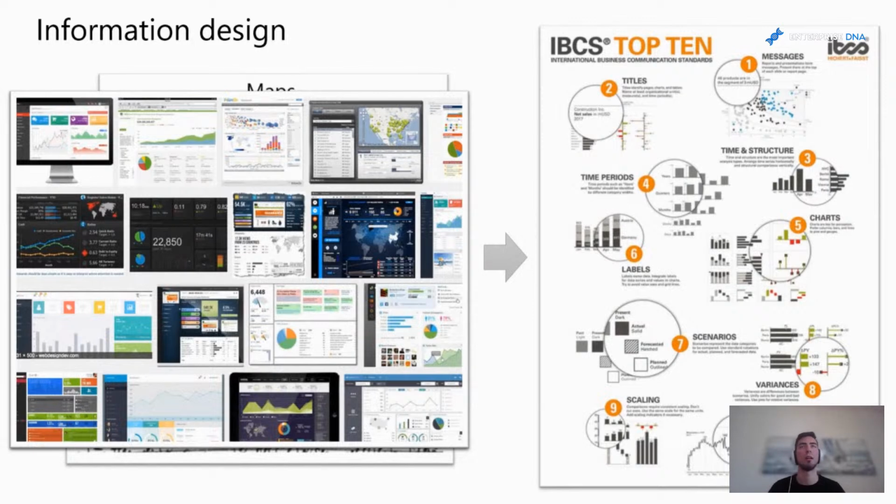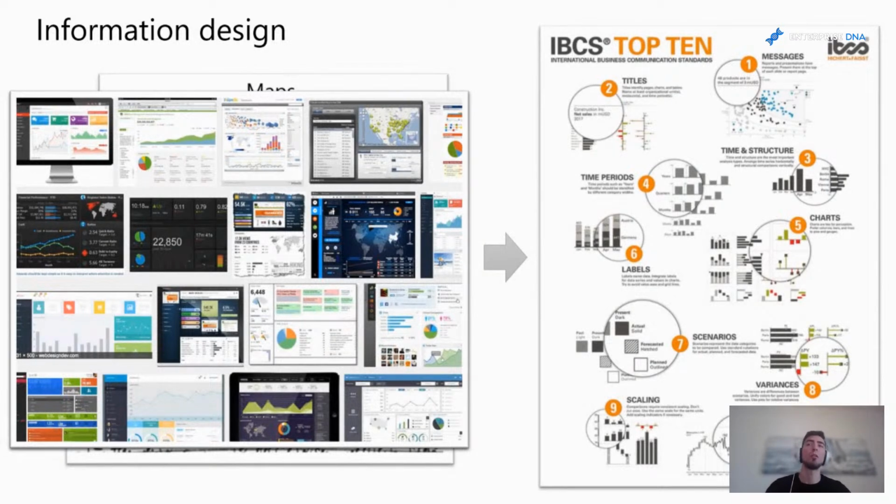In this particular regard, I would like to just point out the, let's say, most common ones. So how to represent messages, titles, how to show time and structure, how to represent different time periods, which charts to use in what case, of course, how to label efficiently, not to use too many labels, not to use too little, and where to place those labels, of course.